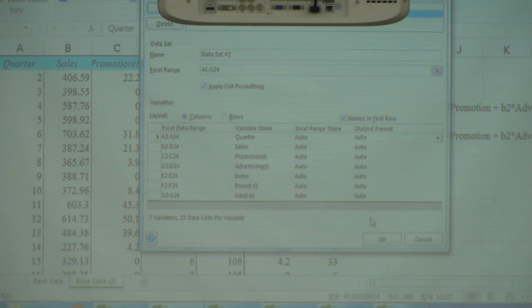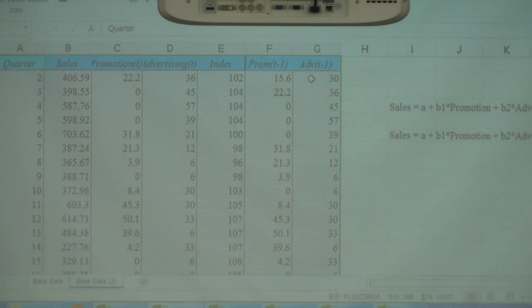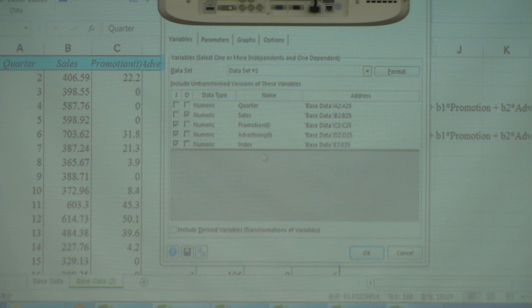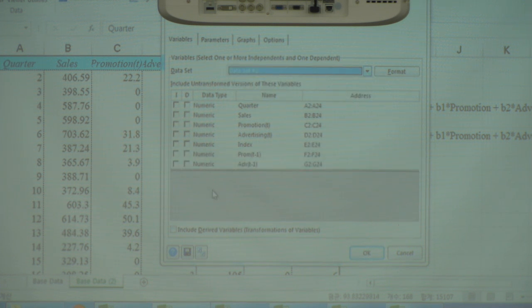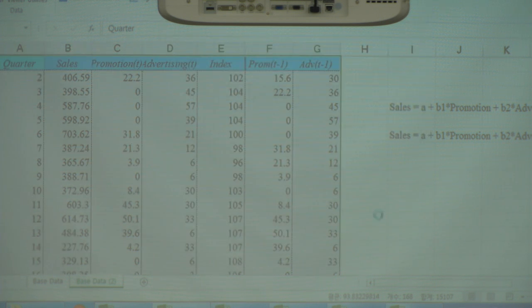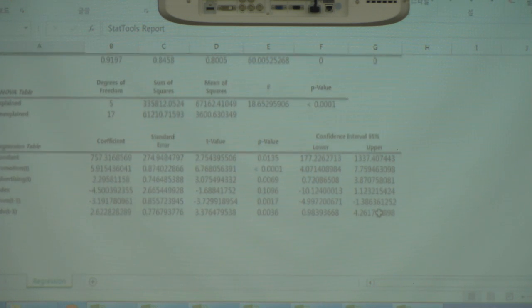Okay, so I have now this, and then let's say 24, 2. Okay, so I go to regression analysis. There's 2, sales, promotion, advertising, index, previous.